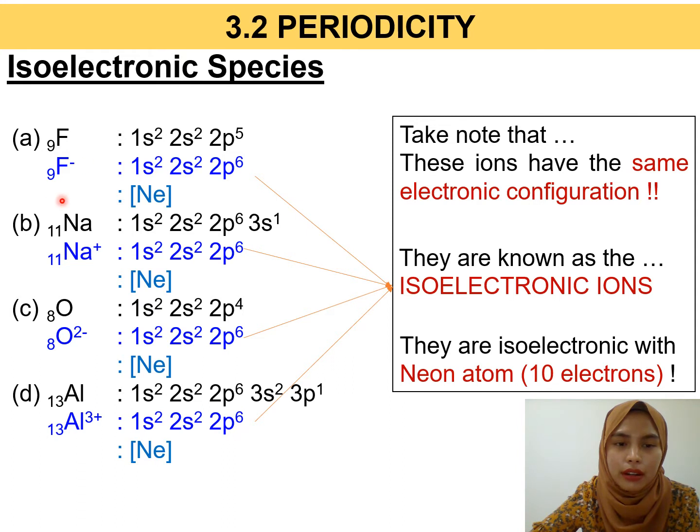So although these ions dia berbeza-beza, okay, seorang negatif, seorang positif, tapi dia punya electronic configuration dia sama kan. So that is why we call it as isoelectronic ions, okay, because those ions ada electronic configuration yang sama, okay. And also they are isoelectronic with neon, sebab neon atom ada 10 electrons, okay. Regardless, they are isoelectronic ions.